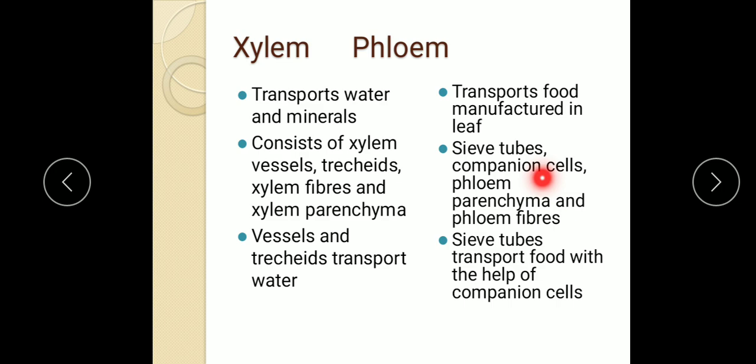And next is the companion cell. Companion cells are the cells which support or help the sieve tubes. They are located on either side of the sieve tubes, and they help the sieve tubes in conduction of food material. Companion cells are smaller in size and they have prominent nuclei. So sieve tubes and the companion cells together transport food to the different parts of the plant.